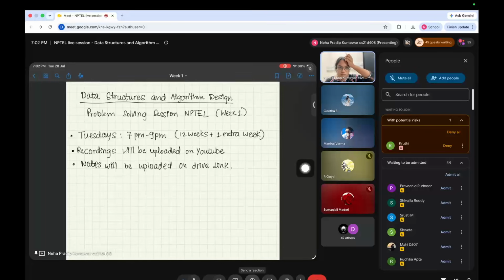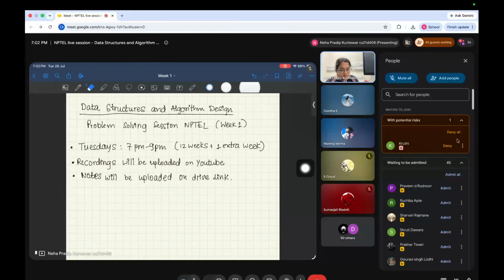And so in these live solving sessions, we will take up some problems and try to solve them. Some of them we may not fully solve, but you can take it as homework. This is a 12-week course. We will have 12 sessions of 2 hours each, and the slots are fixed. Tuesdays 7 p.m. to 9 p.m. Okay, and there will be one extra week.